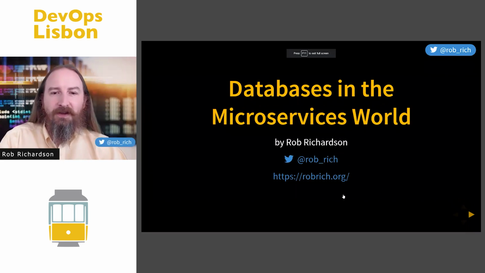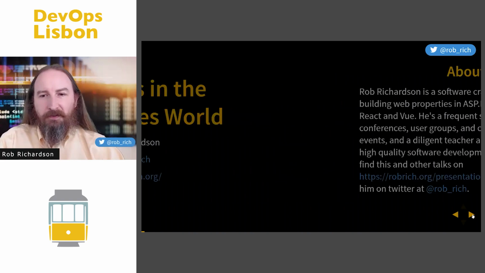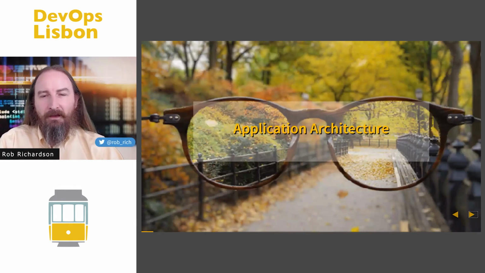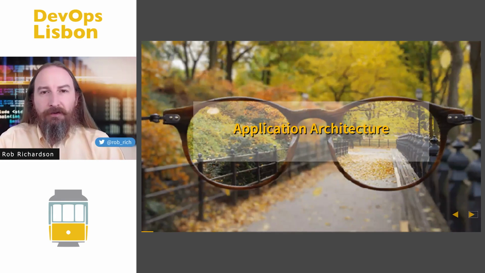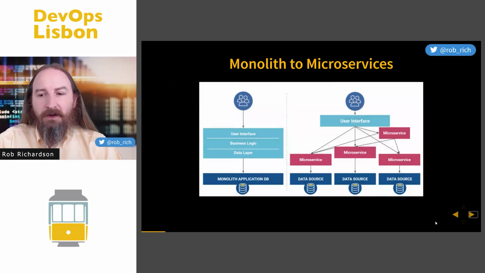So let's dig into databases in the microservices world. We talked about this guy. Let's first look at application architecture. We started with spaghetti. We moved to lasagna. We're now in ravioli mode. I love this analogy because it kind of talks to the way that we did this. We started out with a big ball of soup. We moved to an N-tier architecture, and now we're in microservices where we have lots of replaceable pieces. Or said differently, we started out with a monolith on the left, and we moved towards microservices on the right.